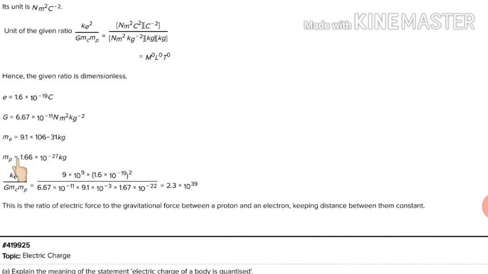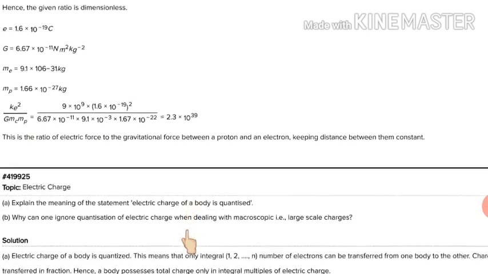Actually, if you see here, Ke square upon R square is the electric force. G me mp upon R square is the gravitational force. But when you take out their ratio, R square and R square will get cancelled, and finally this will be left at last. So this is the expression which gives the ratio of electric force to the gravitational force between a proton and an electron.